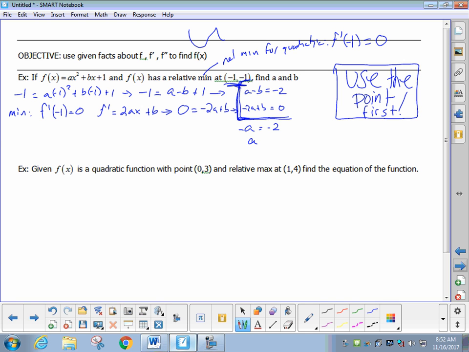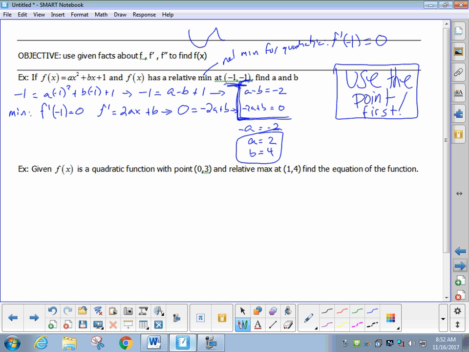Negative a equals negative 2. Therefore, a equals 2, and b must be negative 4, with 2 minus negative 4 being negative 2. Just 4. Okay? A equals 2, b equals 4, boom. All right, so this will involve collecting the facts, making inferences to get a system of equations, and then solving by some good algebra, all right?